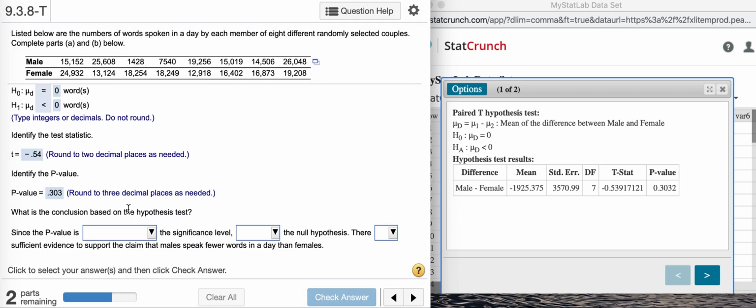So what is your conclusion based upon this test? Since the p-value is greater than the significance level, we fail to reject the null hypothesis. There is not sufficient evidence to support the claim that males speak fewer words in a day than females.